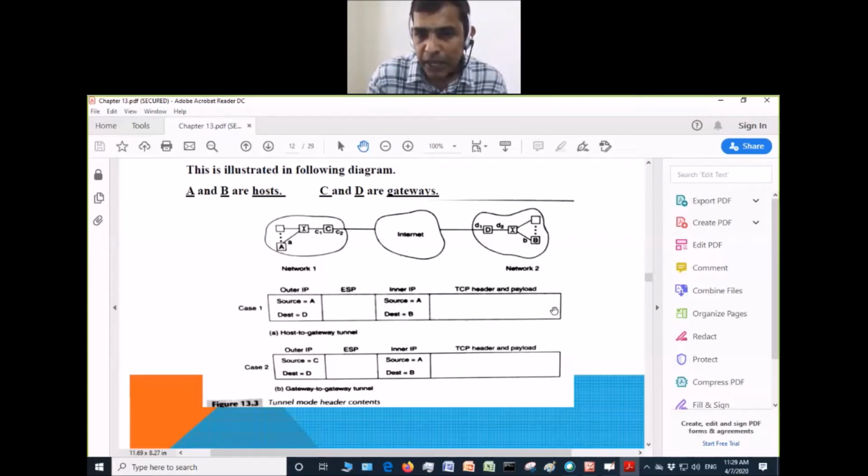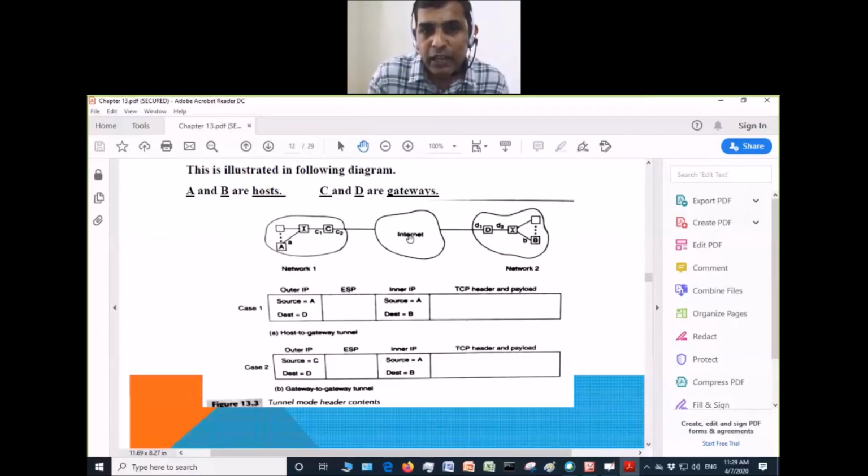That's why the IP header along with the payload is encrypted. A new or outer IP header is added which contains source as A. Why is source A? Because it is a host to gateway tunnel. So I will give the source as A, the sending host, and destination as D. So destination as D, not B. D is a gateway or a router. So this is sent to D, and it is the responsibility of D, which is a gateway or router, to route the packets to B.